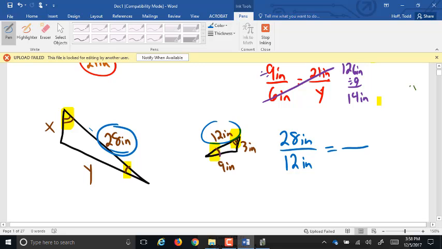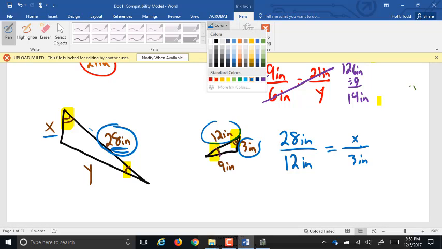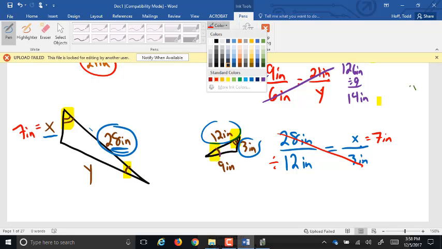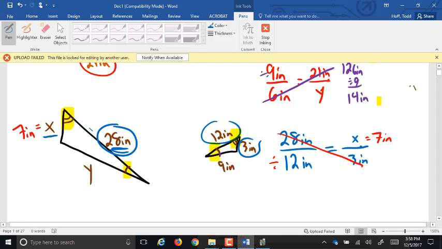Now let's say we want to find x first. Is x going to go on top or bottom here? Top, because it's from the same triangle as the 28. And what's its corresponding side from the other figure? The 3 inches. So we can cross multiply and divide. 28 times 3 divided by 12. X is 7, correct? Does that work out? Okay.